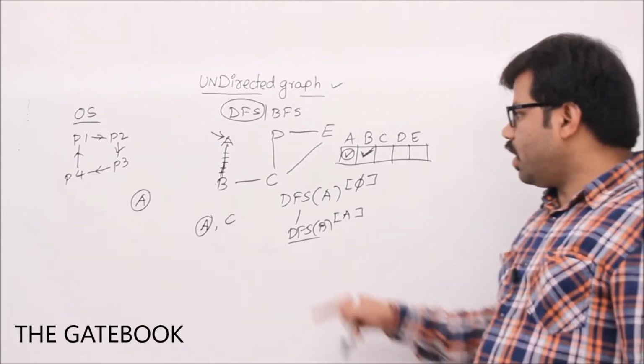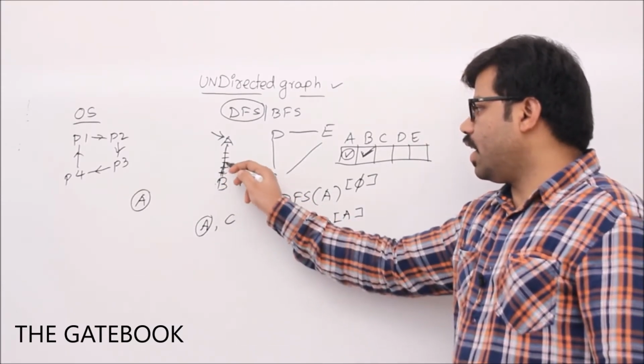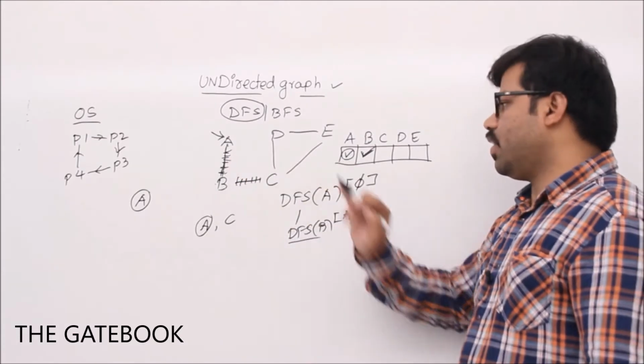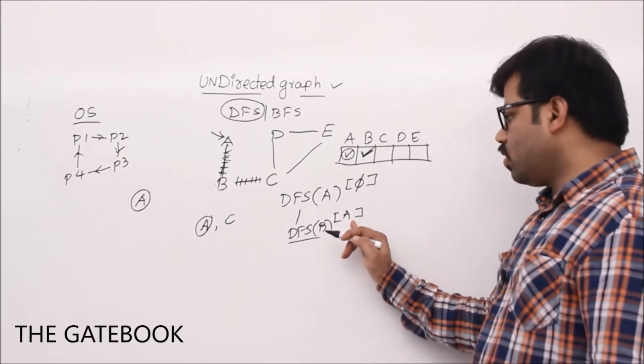Now at this moment, while exploring B's neighbors, we have seen C. Before that, first we saw A, but A is already visited. Leave it. A is visited, but B's parent is A, correct? So that's why we leave it.